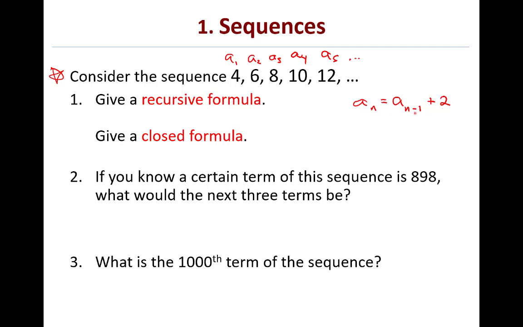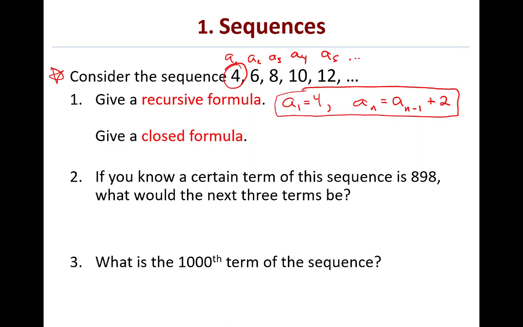The one thing that this doesn't handle is, what about the very beginning? What about that 4? That 4 doesn't come from anything else. So we do have to specify the initial condition. We say initially a sub 1 equals 4. And then, once I have these two pieces of information, that a sub 1 equals 4, and that a sub n equals a sub n minus 1 plus 2, that gives me the recursive formula for the sequence.